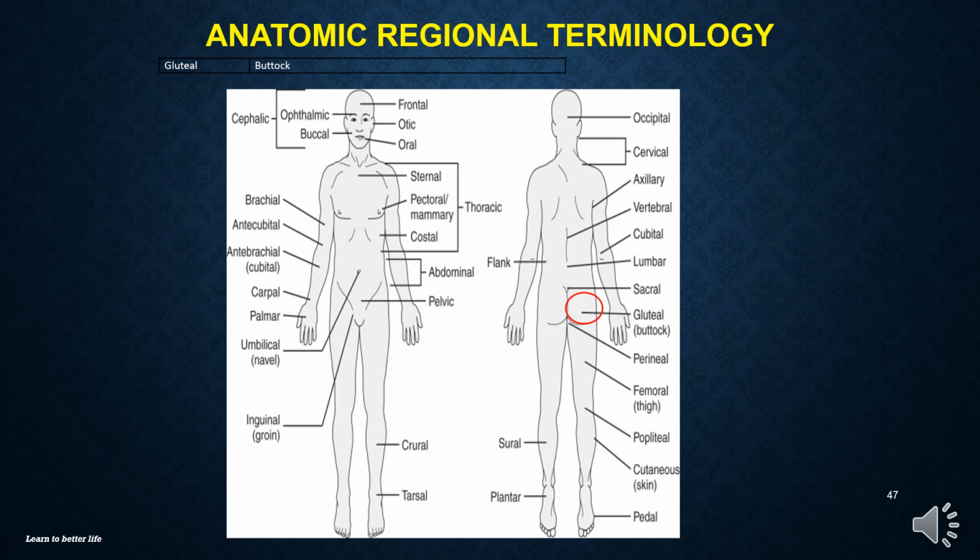Gluteal is the buttock. Inguinal is groin. Lumbar is the lower back between the ribs and hips. Mammary is the upper chest or breast. Occipital means the back of the head. Ophthalmic means eye. Pectoral means upper chest or breast.